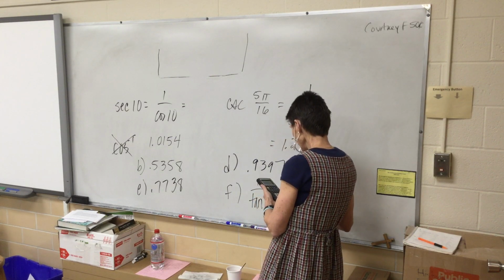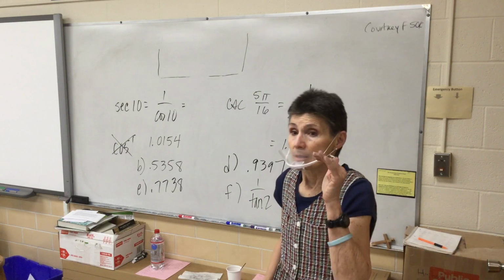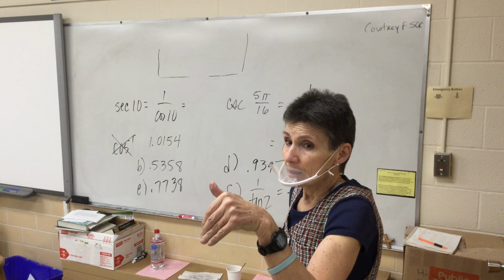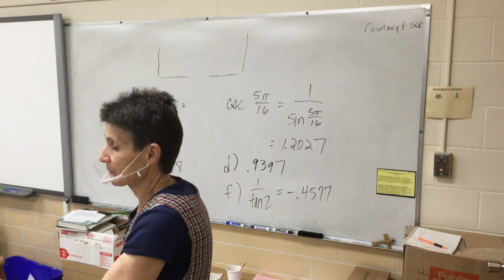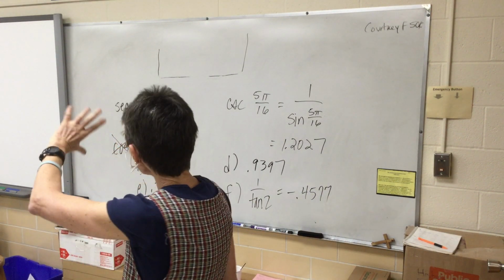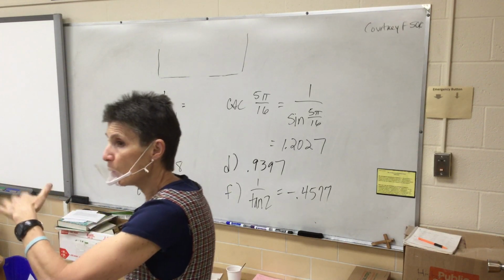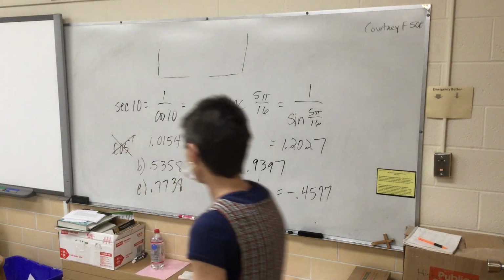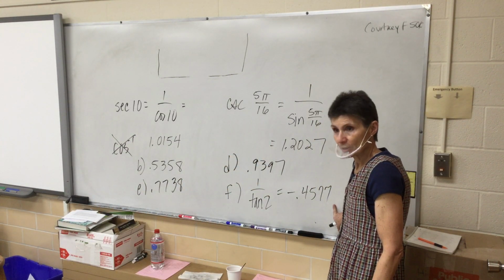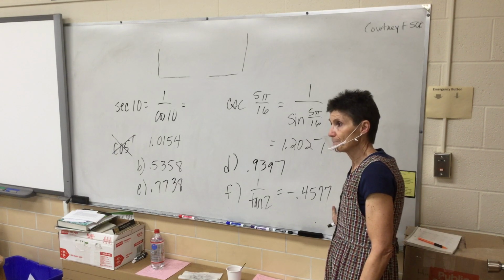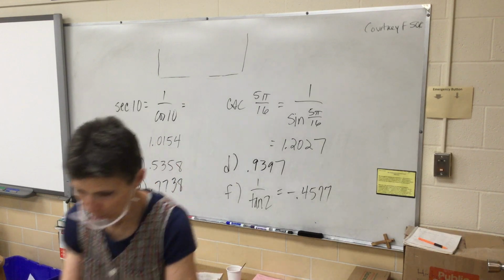Negative 0.4577. The trigonometric functions are negative half the time. Because when we start drawing our angles in all the quadrants, each function has 2 positive quadrants and 2 negative quadrants. So it's perfectly normal to come out with a negative trigonometric function value. Okay, well, are we awesome or what?